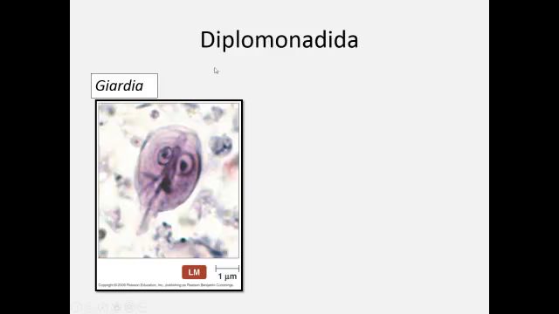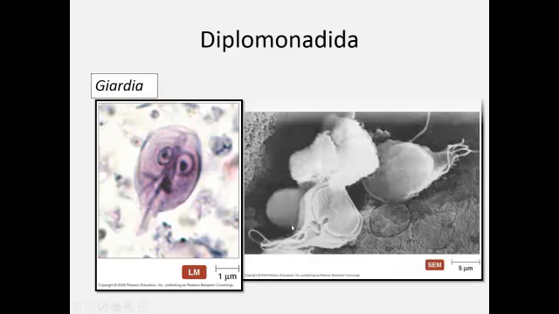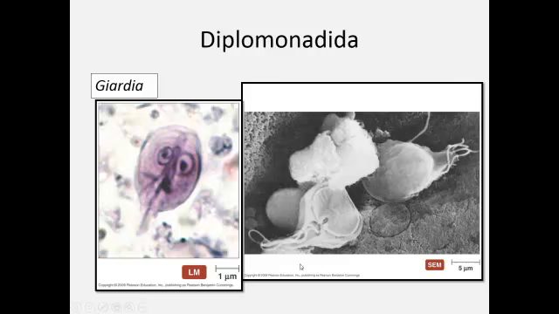Now, another characteristic of diplomonads is that they have two equal-sized nuclei, which in this micrograph of a Giardia cell makes them look like they have two eyes. That is where the diplo comes from. So remember, two nuclei, Diplomonadia. Here's another picture that shows their multiple flagella.